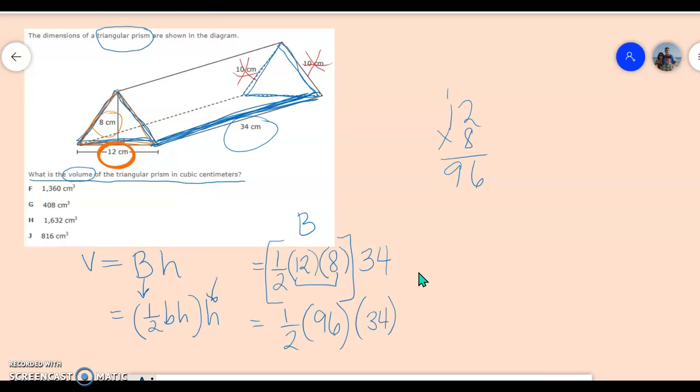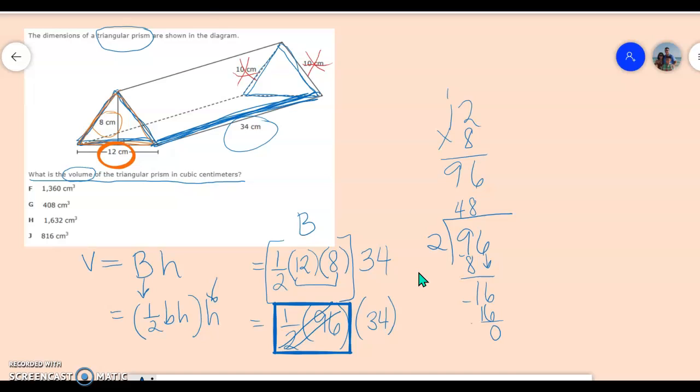In my class, we discussed that taking 1/2 of 96 is the same thing as taking 96 and dividing it by 2. So that's what we chose to do. I'm going to take 9 and divide it by 2, and that is 4. 4 times 2 is 8. We're going to do 9 minus 8, which is 1, and I'm going to bring down the 6. 2 goes into 16 8 times, and 8 times 2 is 16, so I have a 0 remainder, and that means I am done. I know what 1/2 of 96 is. I'm going to come all the way up here, and I'm now going to say 48 multiplied by 34.